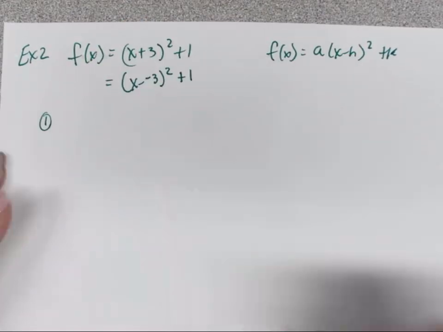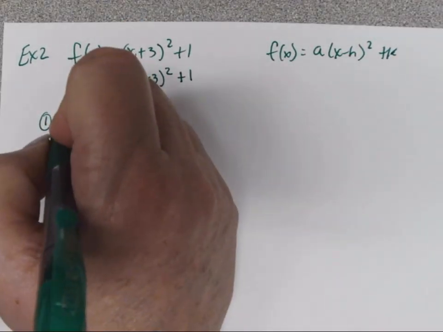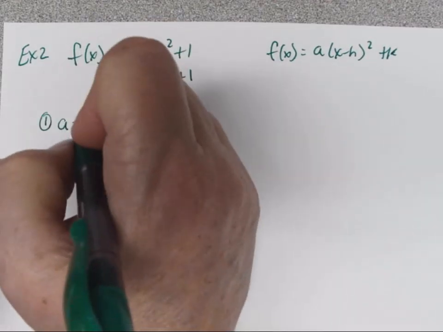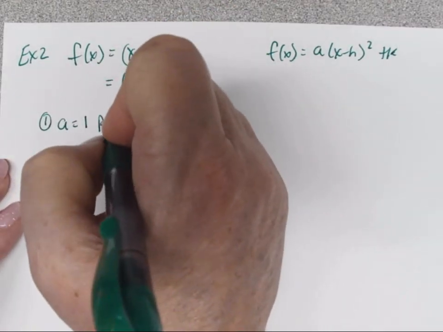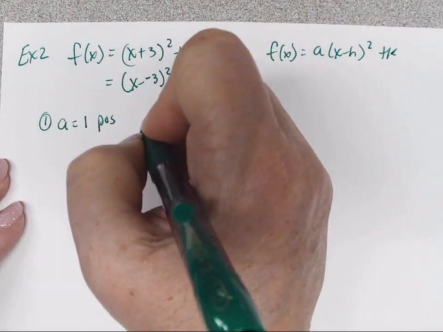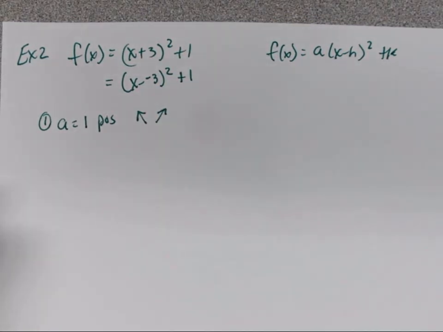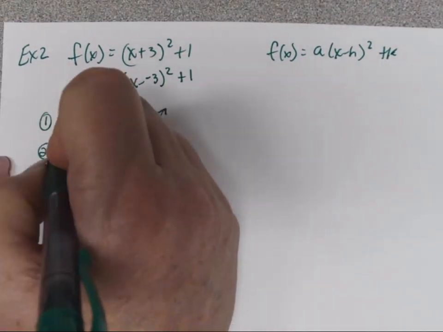So here we go again, graphing. Part 1, our a, we don't see a value there, but we know then that it is 1. And it is positive, which is what we care about, which means it's going to open up, and we know it's going to look like that. Part 2 will be the vertex.